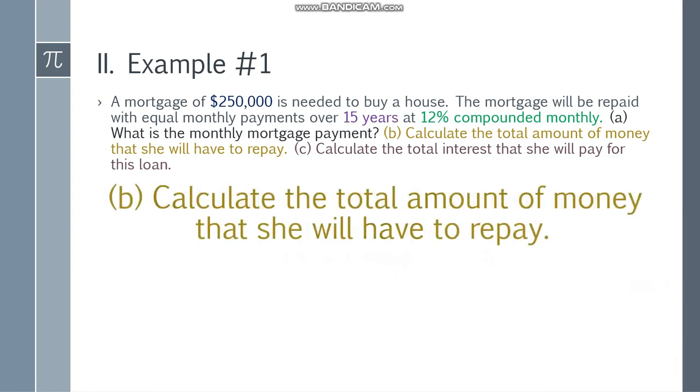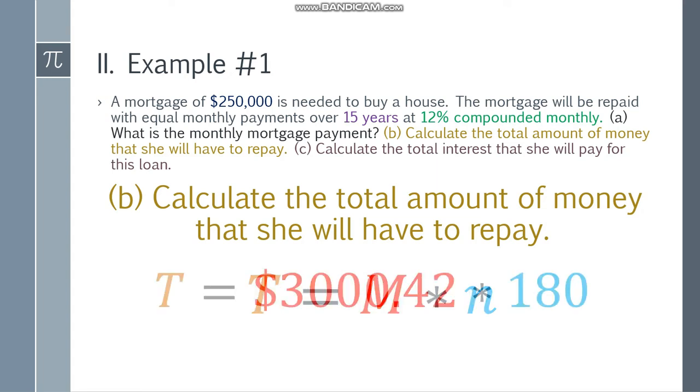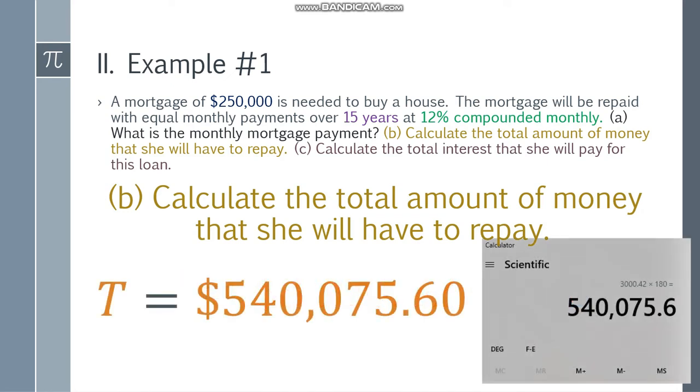Next question is, calculate the total amount of money that she will have to repay. So the formula we have is T is equal to M times N. And M is 3,000.42. That is the monthly mortgage payment. And we're going to multiply it to the number of payments. That is 180. So just multiply those. That will be $540,075.60. So this is the answer. The total amount of money that she will have to repay is this kind of amount.